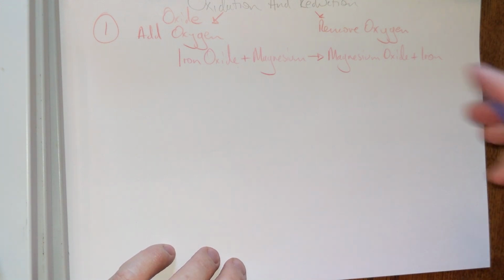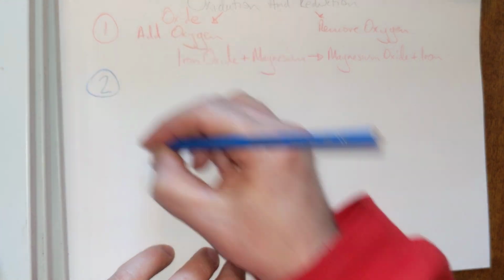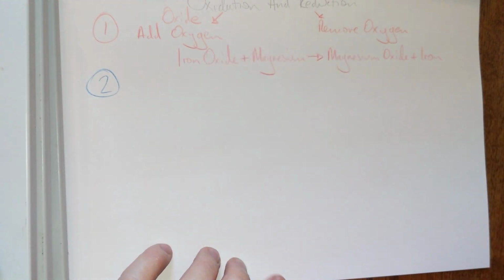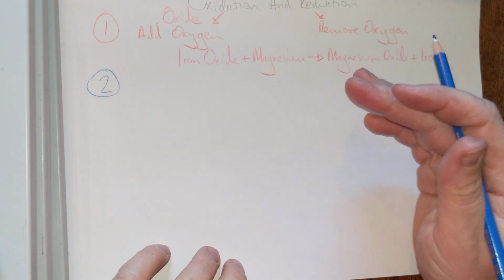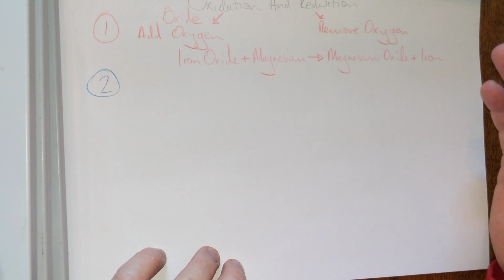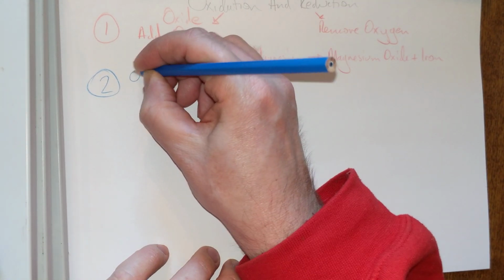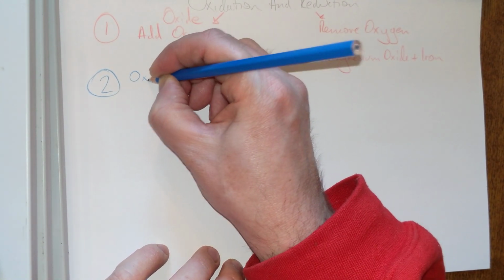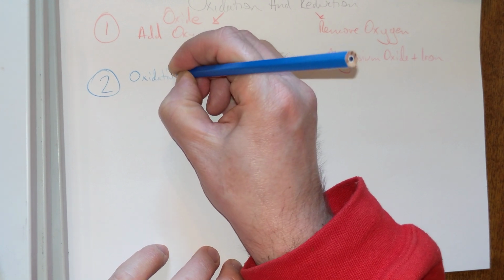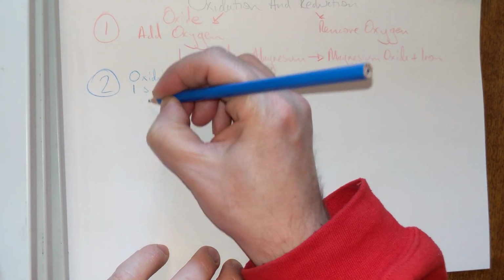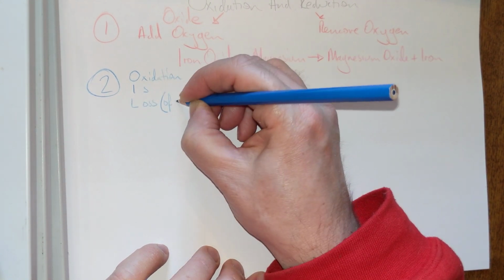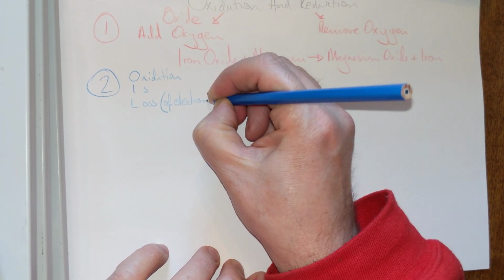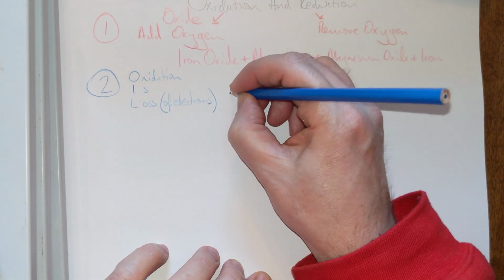What we're going to look at today, though, is a second definition, and that is what is oxidation and reduction in relation to the movement of electrons. Because don't forget, that's what a lot of chemistry is about, the movement of electrons. So, oxidation is loss of electrons. And that spells oil.